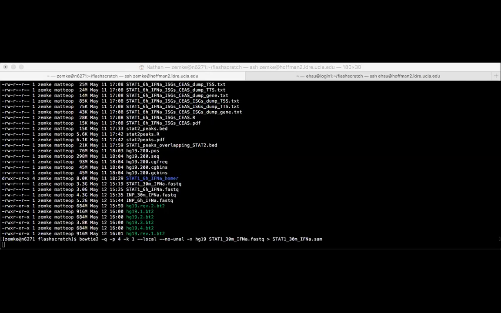If it says disk quota exceeded, it means that you have run out of room. So hopefully there are files in there that you can remove. As long as you're working in the Flash Scratch, it would be hard to exceed the disk quota because you have 2 terabytes.